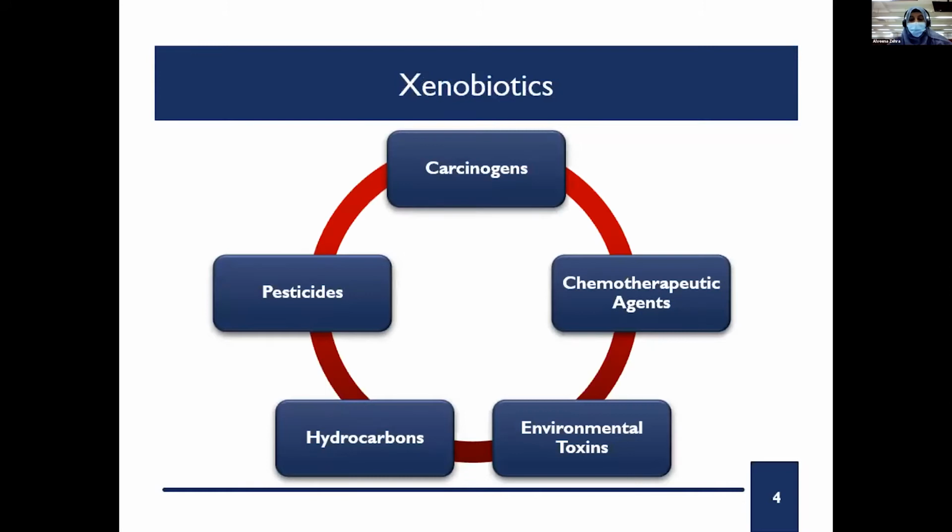The hazardous chemicals that I just mentioned, which include carcinogens, chemotherapeutic agents, environmental toxins, hydrocarbons, and pesticides, can be collectively called xenobiotics. By definition, a xenobiotic is anything that is present in a biological system but is not expected to be present in that system.